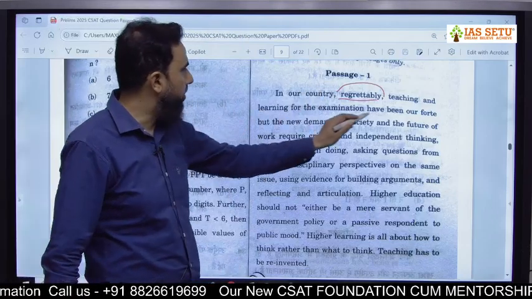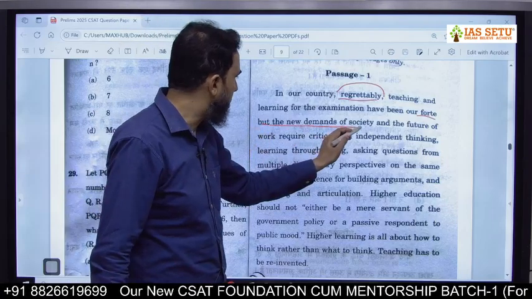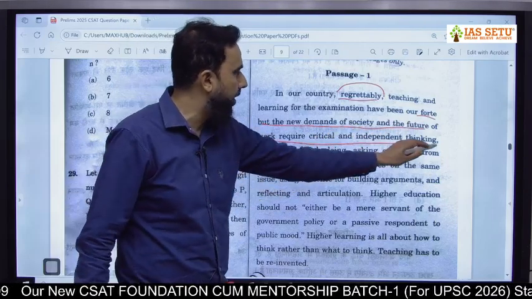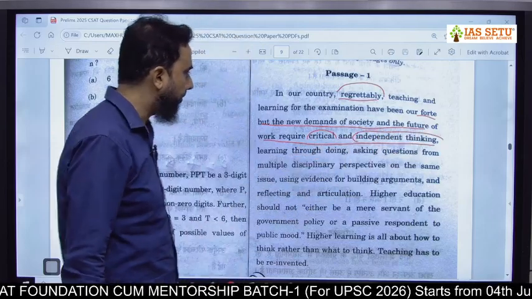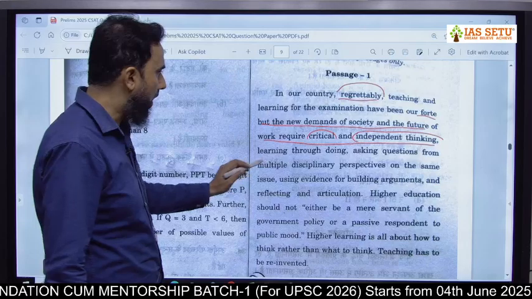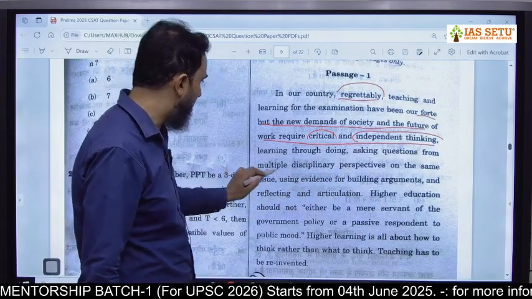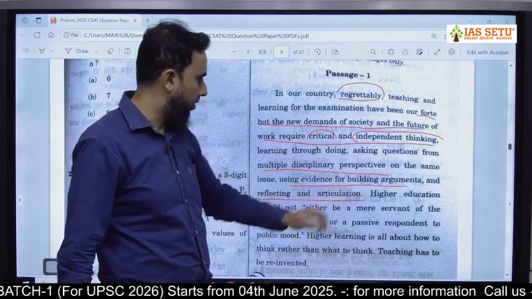Teaching and learning for the examination have been our forte, but the new demands of society and the future of work require critical and independent thinking. So critical and independent thinking is required. Learning through doing, asking questions from multiple disciplinary perspectives on the same issue, right? Using evidence for building arguments and reflecting in articulation.